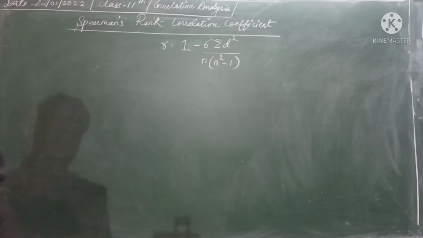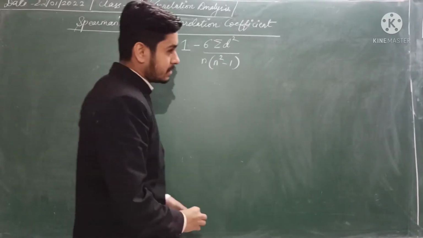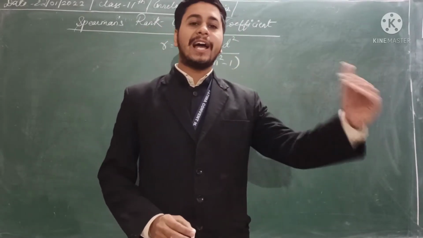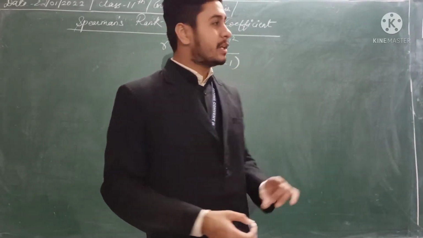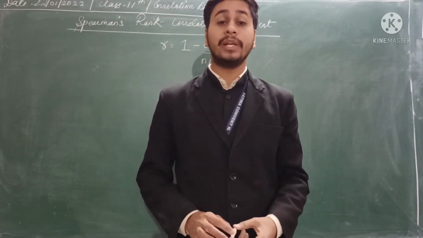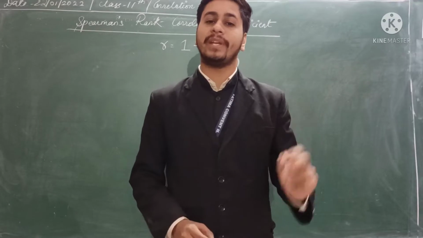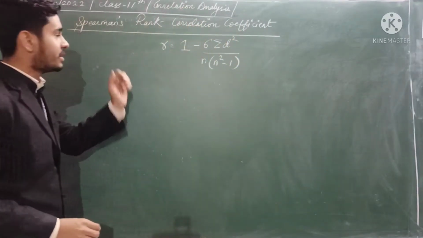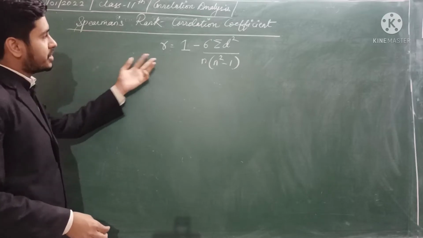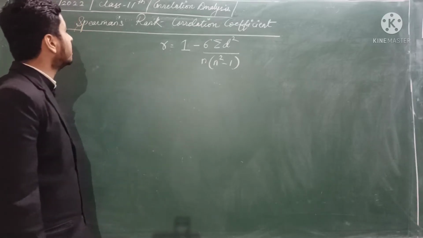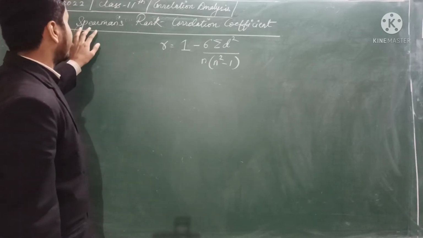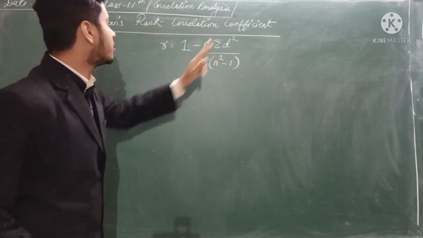Okay, so now we are going to start the new topic, that is Spearman's rank correlation coefficient. After Karl Pearson's coefficient, we are coming to the next statistical tool for calculating the correlation between two variables, that is Spearman's rank correlation coefficient. This formula is given by Edward Spearman, and it is named Spearman's rank correlation.